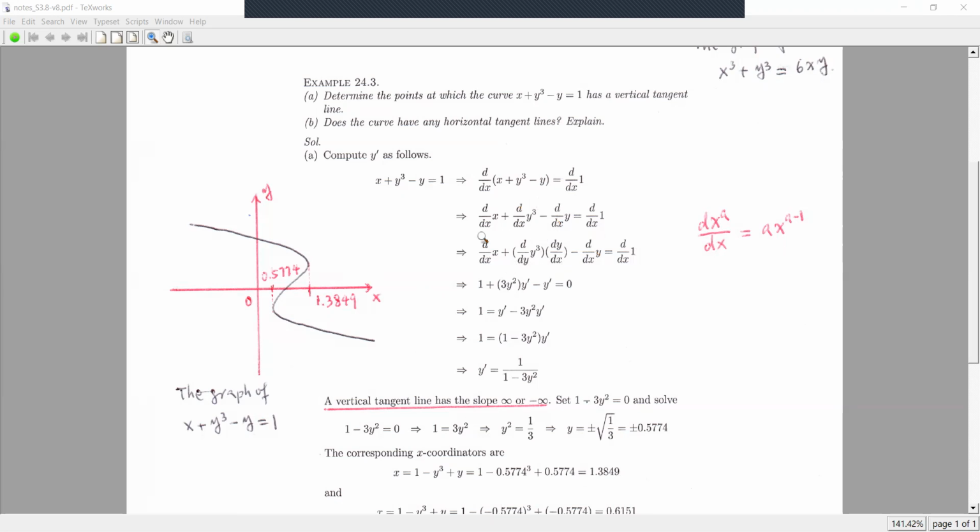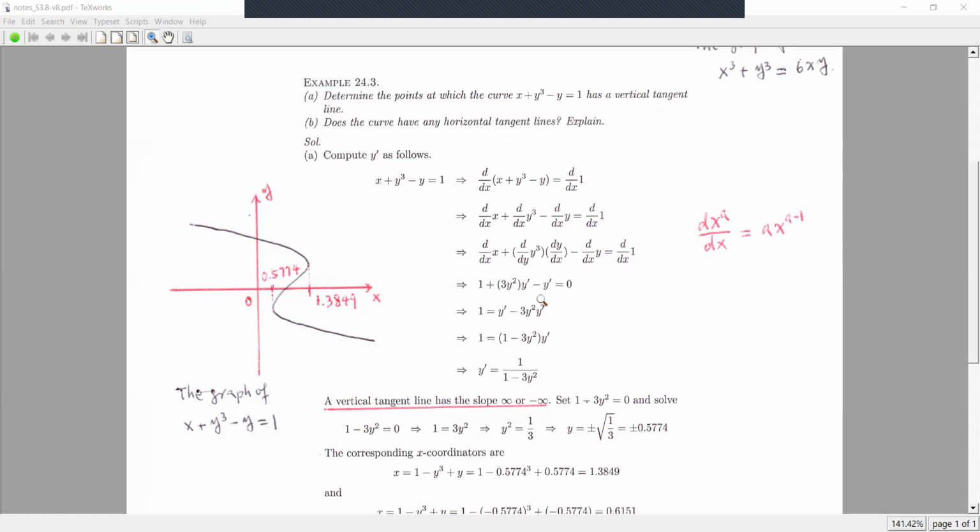Now, I have 1, 2, 3, 4, and 5 derivatives to compute. The derivative of x with respect to x is 1. The derivative of y to the third with respect to y is 3y squared by the formula here. The derivative of y with respect to x is y prime. And this is y prime. This is 0, the derivative of a constant.